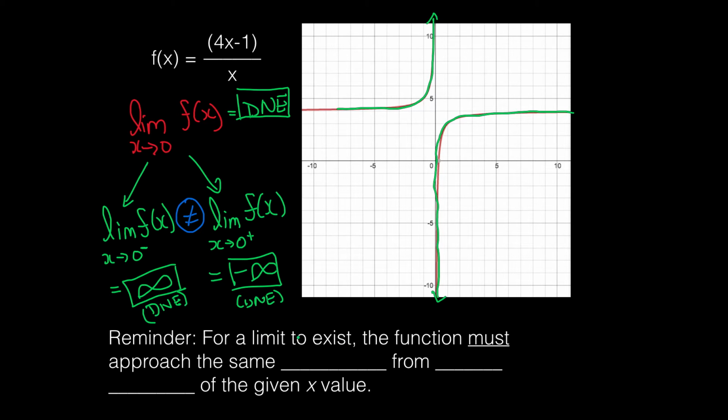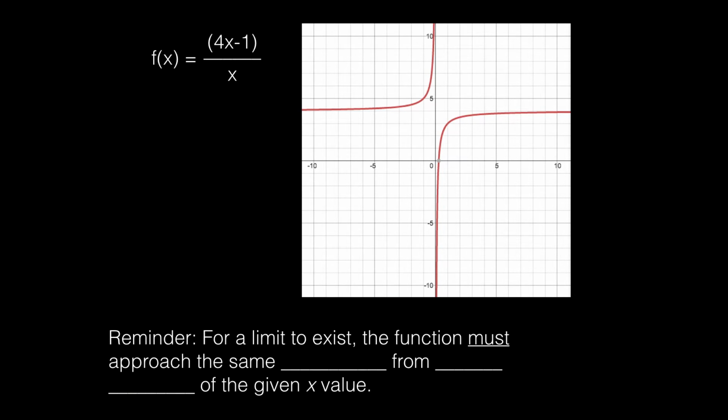And just as a reminder, for a limit to exist, the function must approach the same y value from the left and the right. If it does not, then you get something like this. It doesn't make sense. Just intuitively speaking, what would be the limit of this? From one side it's going up and from the other side it's going down, so you can't give me a definitive answer. It's like two answers in one, and therefore it doesn't make sense. Okay, so let's move on.